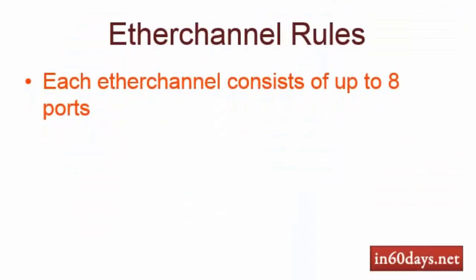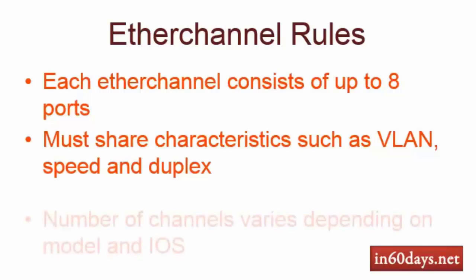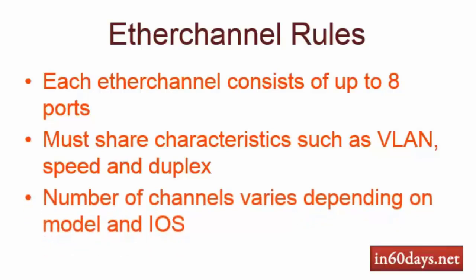So ether channels, do's and don'ts. Each ether channel consists of up to 8 physical ports. Check your IOS and your platform, because the more robust and higher level of Cisco switch you have, the more features it will support. The important thing, and this is a classic exam question where they could try and catch you out, they must share the same characteristics such as VLAN, speed and duplex. Your ether channel will not come up, the port channels will not come up if your interfaces physically have been put into different VLANs, the speeds don't match and the duplex doesn't match. And again, I've already said, just check your IOS and Cisco documentation for what's available on your model.